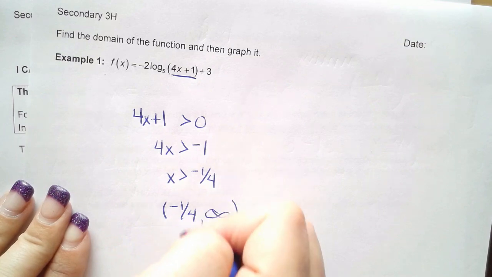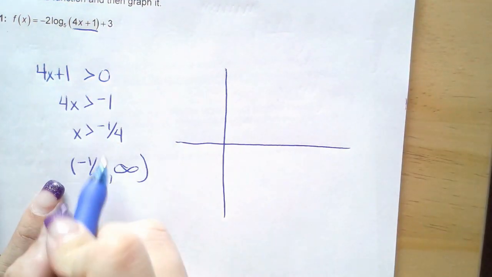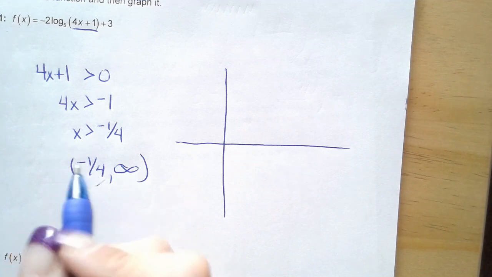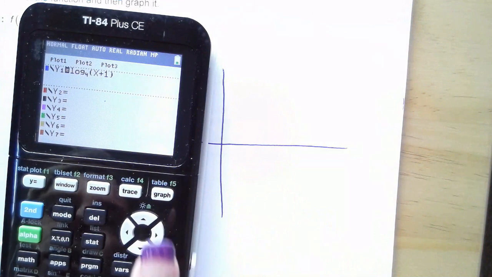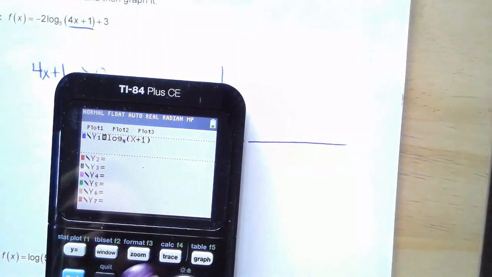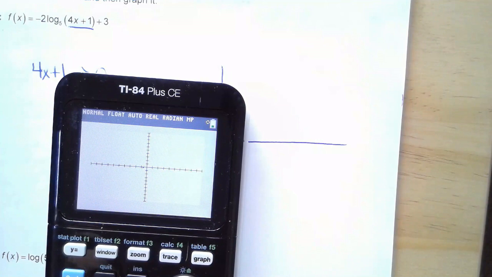to infinity. So if we were to graph this or make a sketch of it, first of all, I know that -1/4 is going to be in there somehow. So let's check. Y equals, now I'm going to just change the base since I already have that. So let's go insert -2. And then change that to 5. We have 4x plus 1, and then plus 3, graph.